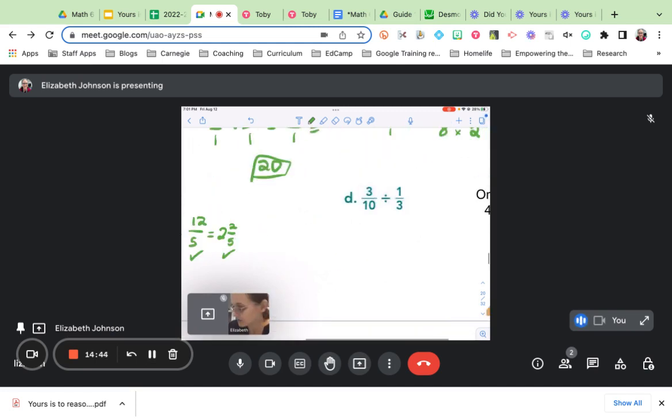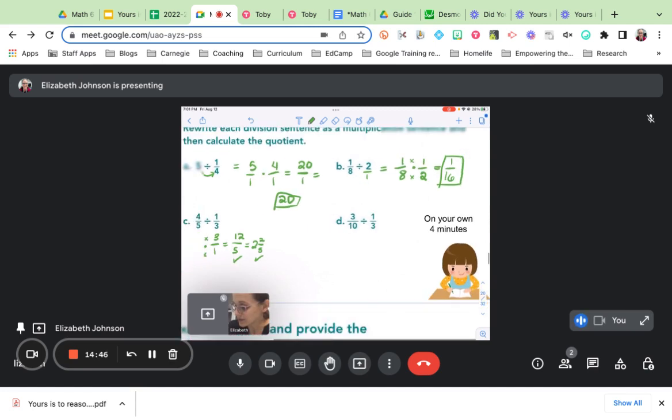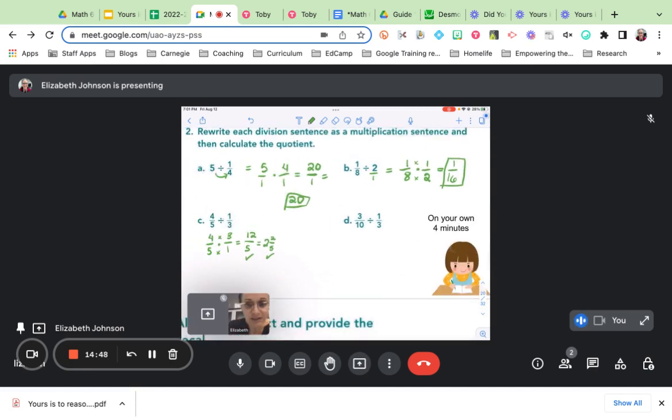Now, before I just give away the answer to letter D, I know that you know everything you need in order to do this problem. We're going to keep the first fraction the same. We're going to multiply by the reciprocal. Pause the video and give it a try.